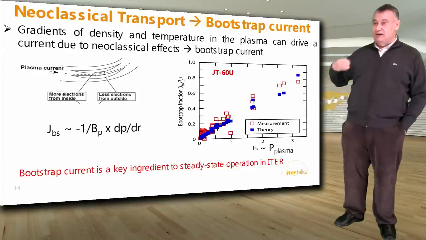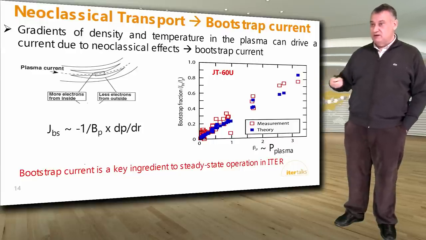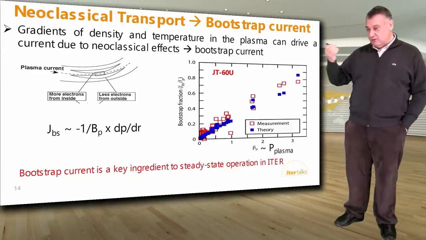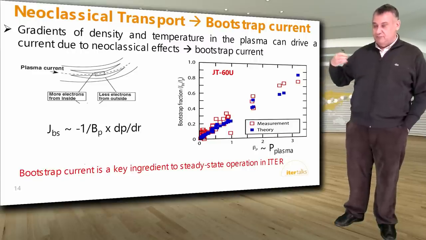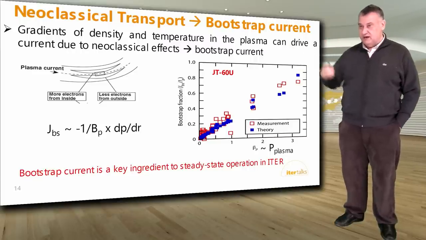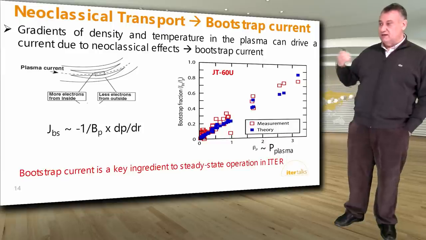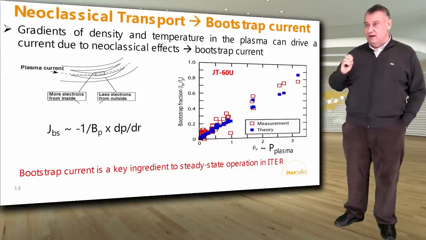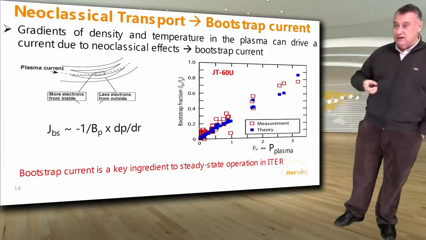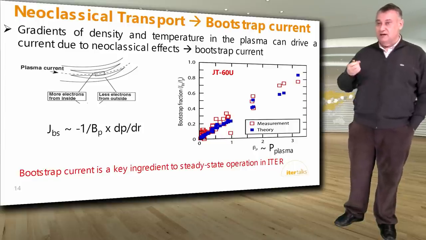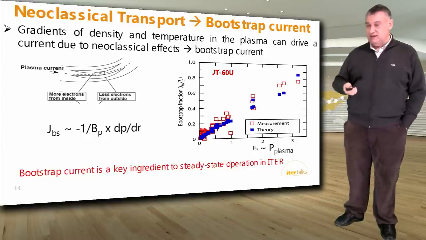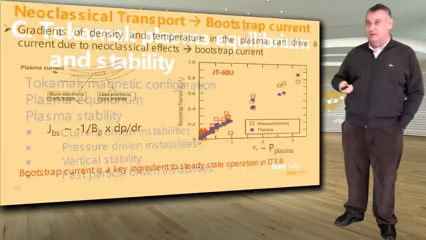So having a very high pressure plasma is not only very good for fusion, to produce more and more fusion the higher the plasma pressure is, provided that the temperature is high enough, it also drives current in the plasma. And this is very important, for instance, for ITER, as will be discussed in a follow-up presentation in this series, because it allows ITER to operate in a steady state form.